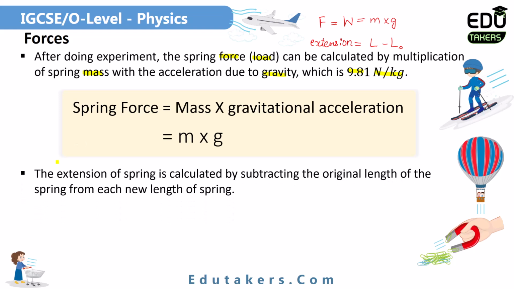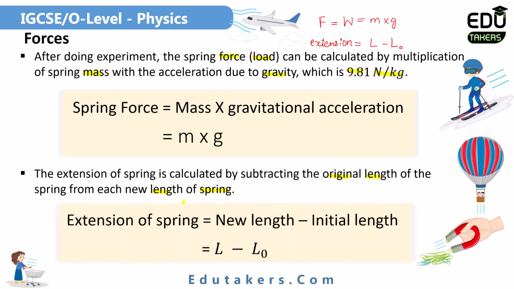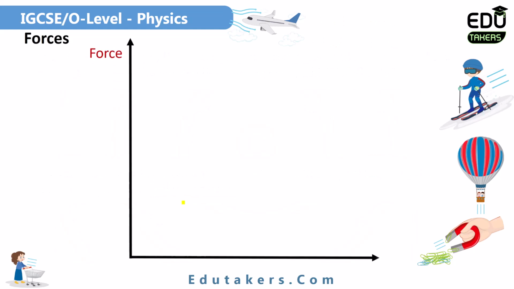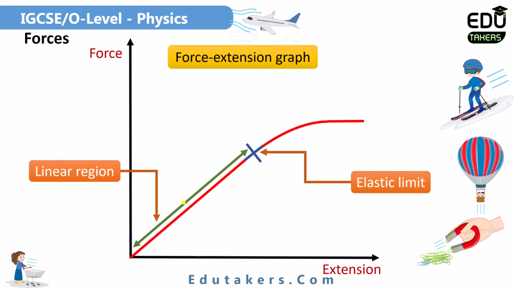Then you need to calculate the extension of the spring. It is calculated by subtracting the original length of the spring from each new length of the spring. So you subtract both of these lengths to find out the extension of the spring. When you plot the graph between both of these, you get a curve like that. The force or the load is taken along the y-axis and the extension is taken along the x-axis.